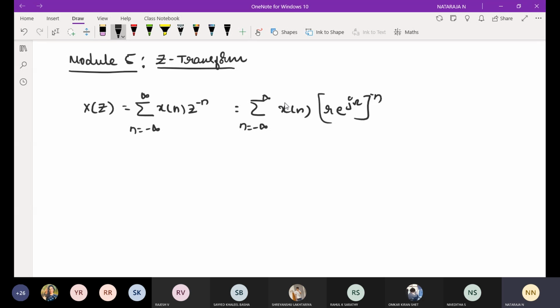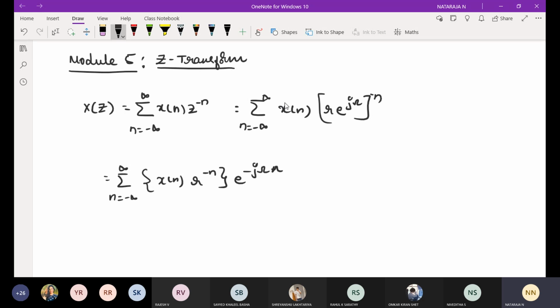This I can write as summation n equals minus infinity to infinity x of n r power minus n into e power minus j omega n. I am going to multiply both, and club this, where we have the DTFT.